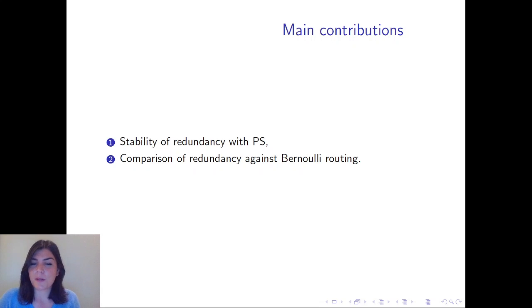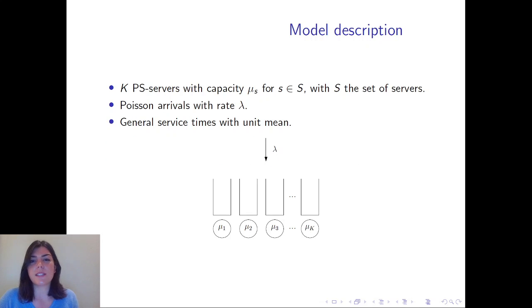So before we start with these objectives, we are going to first give a proper model description. We consider, in the end, a parallel server system under processor sharing, where each server has heterogeneous capacities μs. Jobs arrive according to a Poisson process of rate lambda and have generally distributed service times with unit mean.